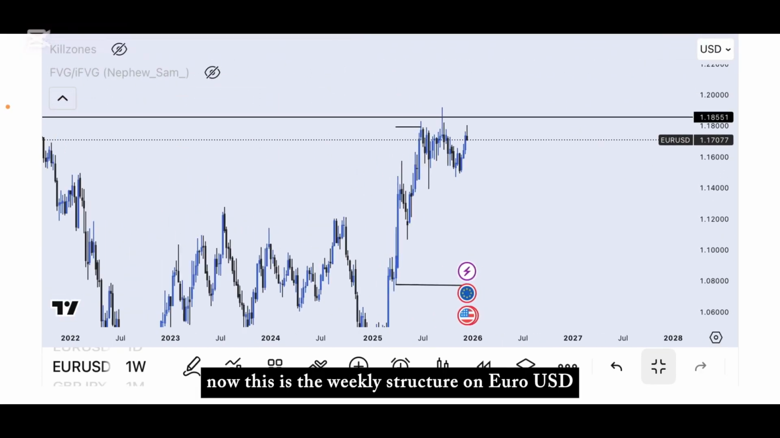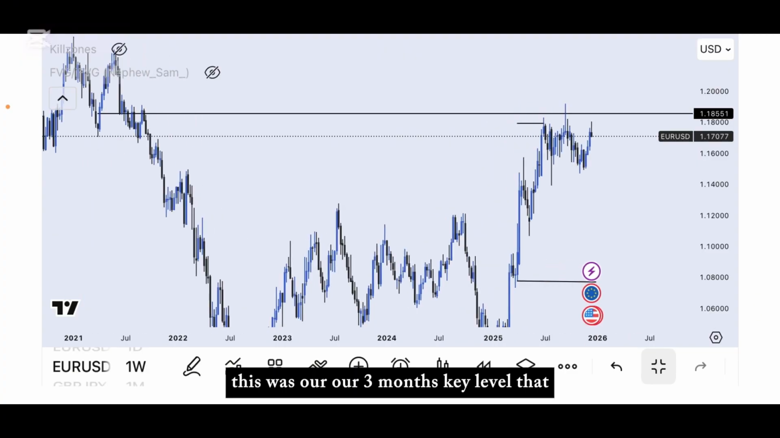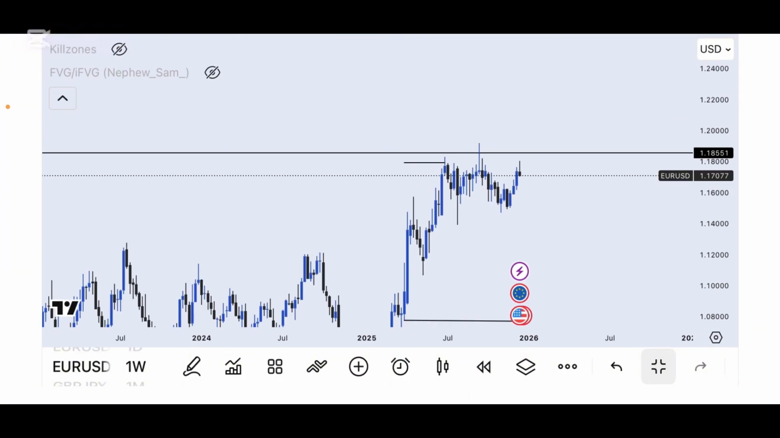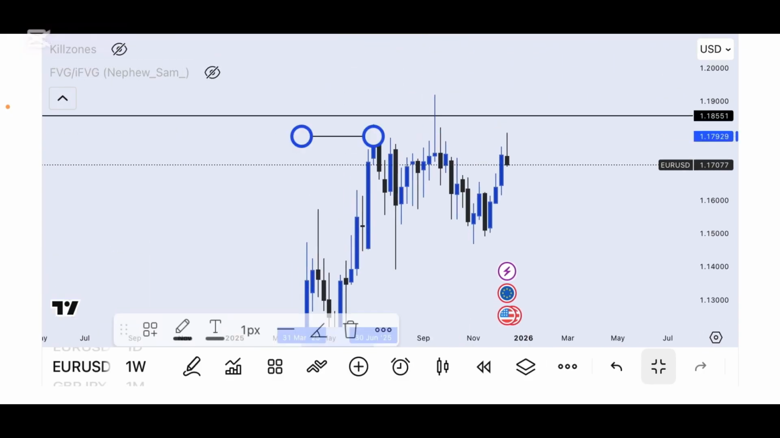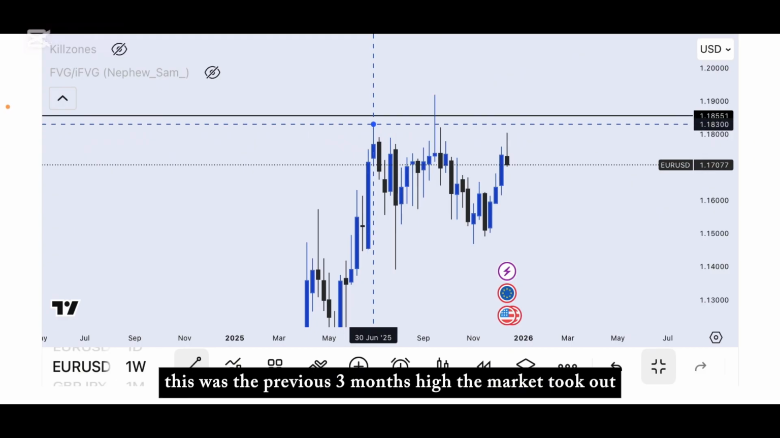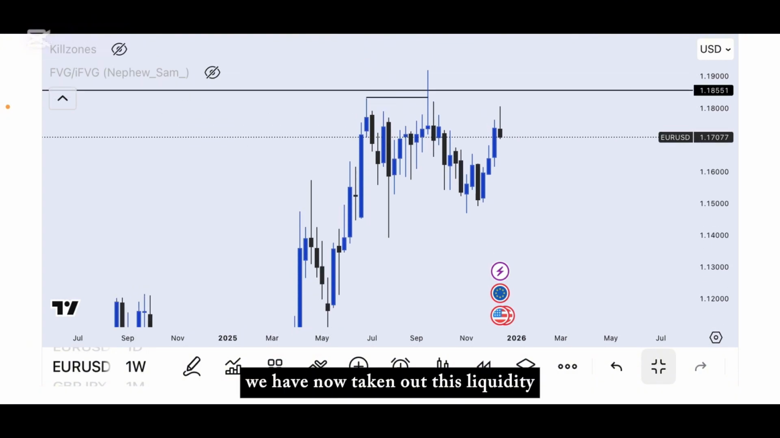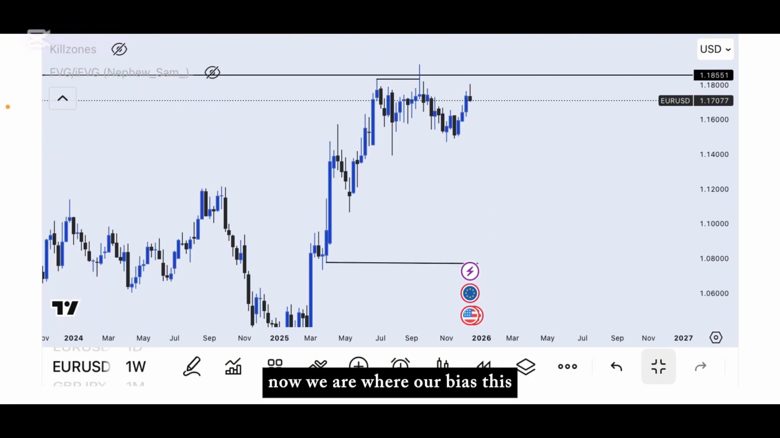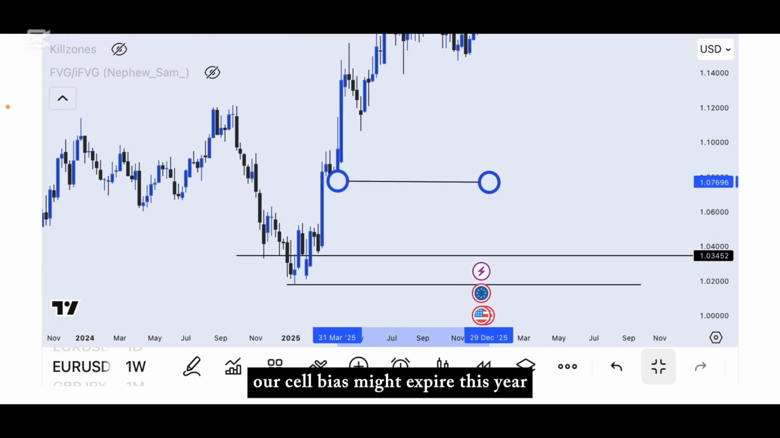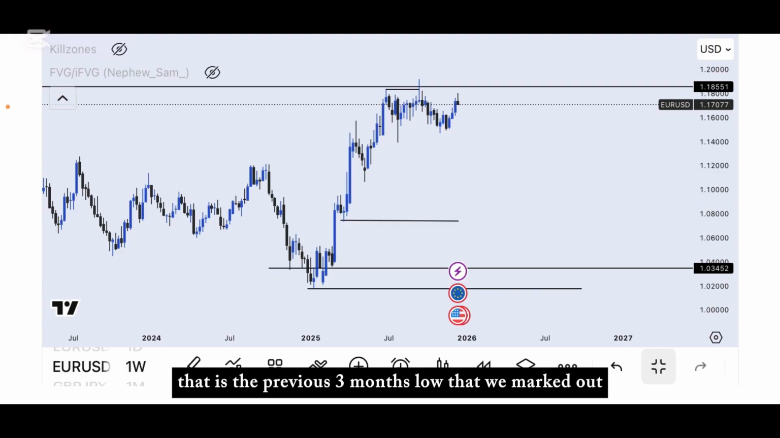Now this is the weekly structure on EURUSD. This was our 3 months key level. That's the 3 months resistance line that the market is rejecting. Now this was the previous 3 months high that the market took out. So as you can see, we have now taken out this liquidity. Where our sell bias might expire is this place, the previous 3 months low that we marked out. So we are selling from here to this place.